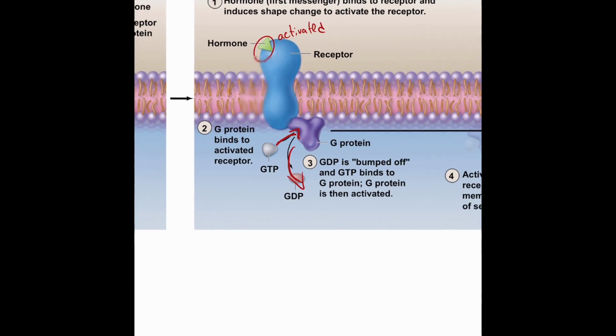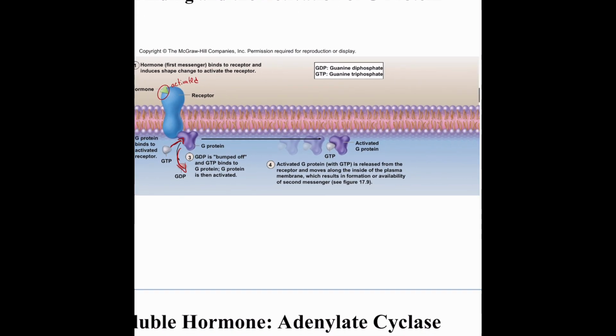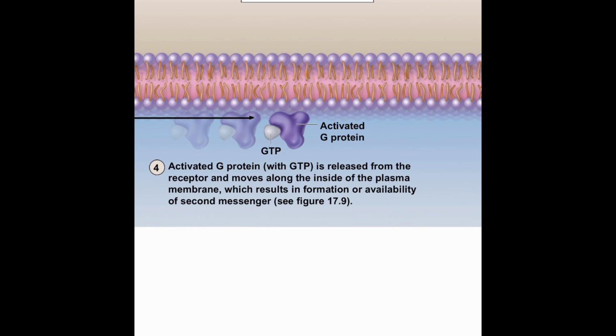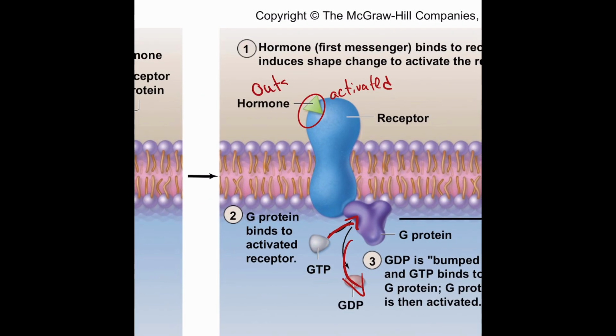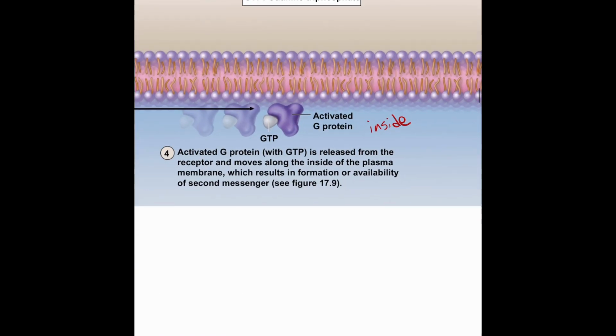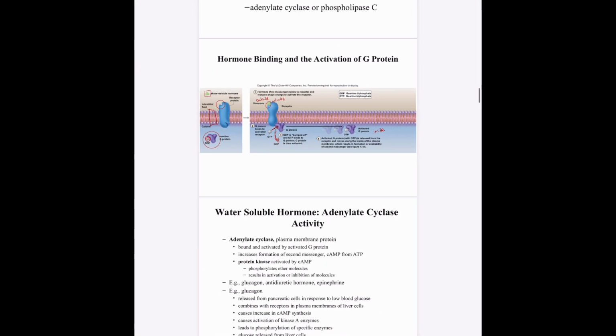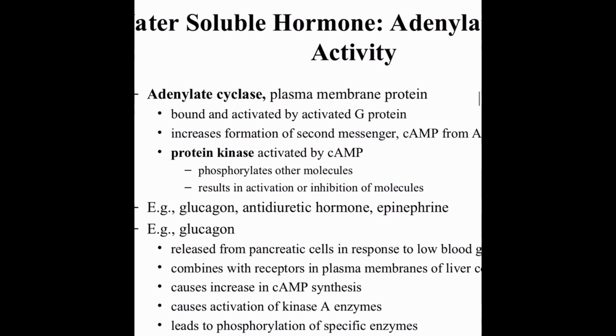Now that the G protein is activated, it will go across the cell membrane on the inside of the cell. The hormone remains on the outside, and we are now working on the inside with the G protein. The activated G protein is released from the receptor and moves along the inside of the plasma membrane, which results in formation or availability of a second messenger. So adenylate cyclase activity, and this is your protein kinase activated by cAMP.